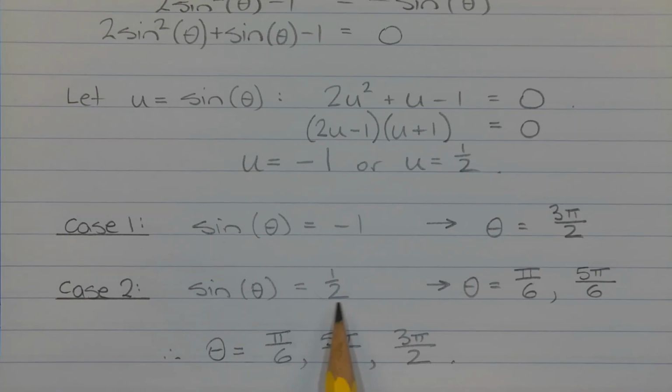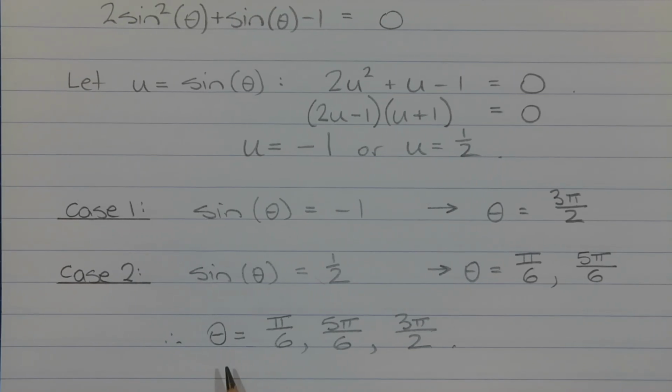Now that's a positive ratio, which means that the angle theta can either be in quadrant 1 or quadrant 2. So consider the quadrant 1 angle. We get theta is equal to pi over 6 or 30 degrees. The quadrant 2 angle is the supplement of pi over 6, which is 5 pi over 6. So putting that all together, we get theta is equal to pi over 6, 5 pi over 6, or 3 pi over 2.